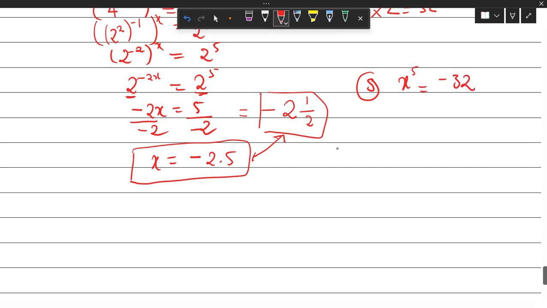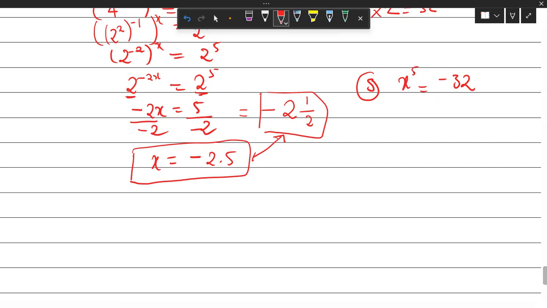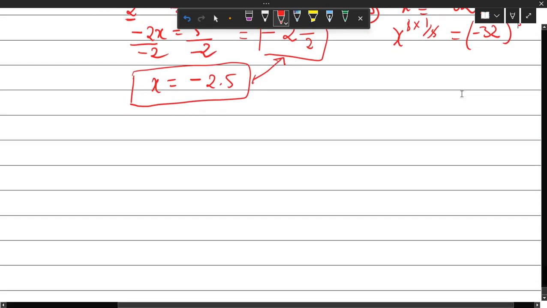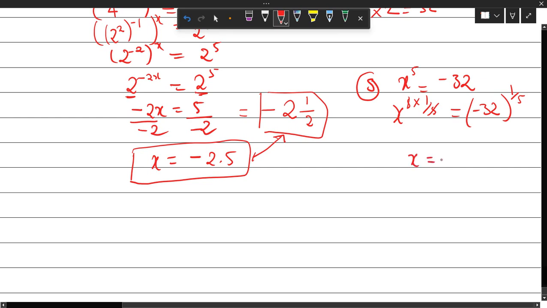Okay, so as you guys remember, how do you get rid of the power 5? You multiply by the reciprocal. So the reciprocal of 5 is what? 1 over 5. So x to the power 5 multiplied by 1 over 5, so that 5 and 5 will cancel, equals to negative 32 to the power 1 over 5. Okay, so we have x equals to negative 32 to the power 1 over 5.